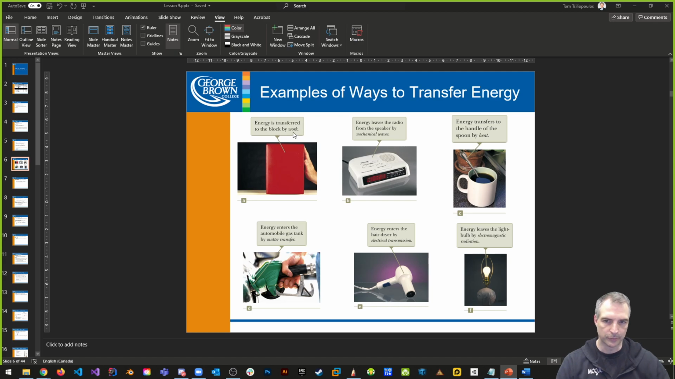Energy is transferred to the block by work. I've pushed the block, therefore I'm transferring energy because I'm displacing the block. Matter transfer: I'm filling a gas tank, for example. Electrical transmission: the energy transfers into the hairdryer from the wall. And electromagnetic radiation: energy leaves the light bulb, electromagnetic waves in terms of light. So these are examples of energy transfer we should know about.